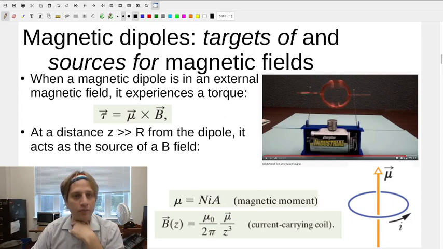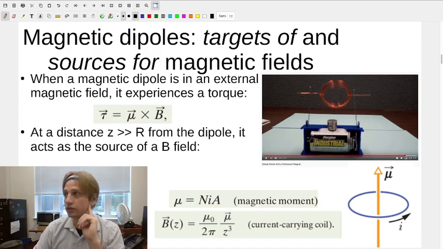If we put a magnetic dipole in an external magnetic field, it experiences a torque. A torque causes something to spin. So on Friday we talked about how this sort of effect can easily explain what's happening in a DC motor.